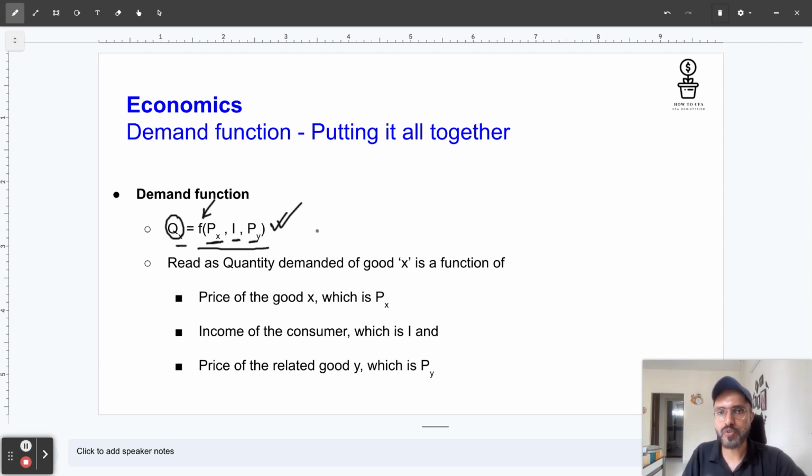And then it also depends on the price of the related good. Now that related good could be complementary or it could be a substitute. If it is a substitute, then it is inversely proportional. If it is complementary, then it is directly proportional, right?